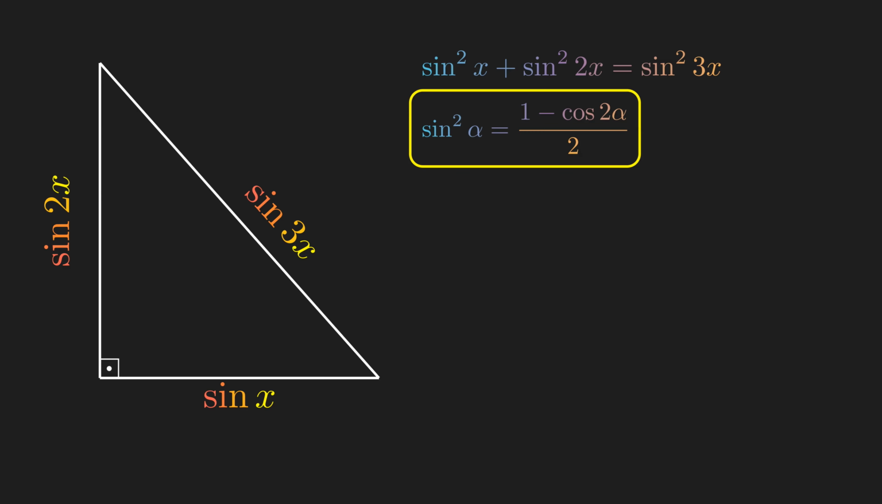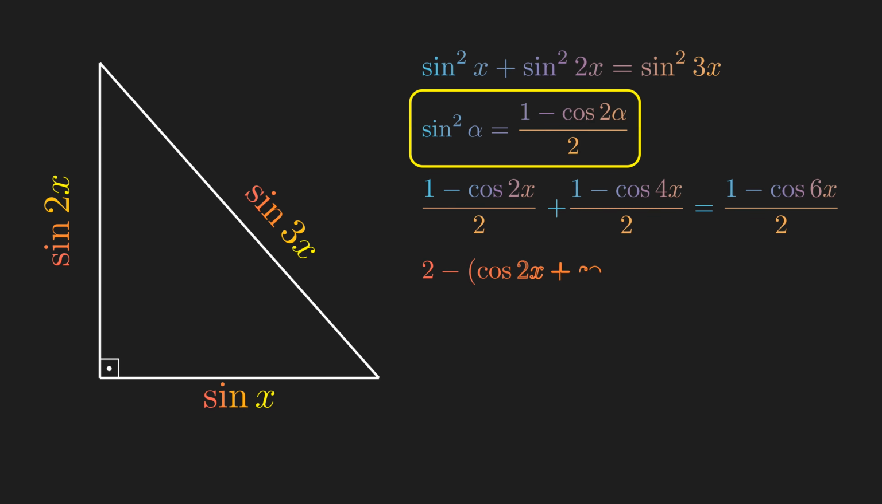Okay, now let's write everything in place. For sine squared x, we put this. For sine squared 2x, we put this. And for sine squared 3x, we put this as well. As you can see, they all have denominator 2, so let's cancel those and simplify the equation a little. Good, let's keep this aside for now.